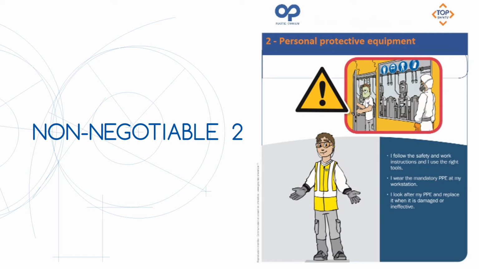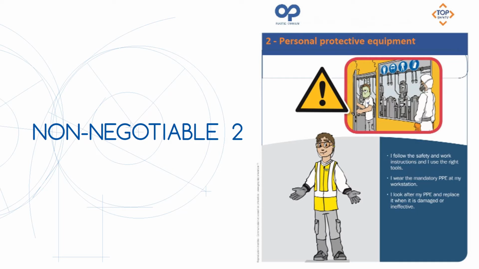Non-negotiable number 2, personal protective equipment. I follow the safety and work instructions, and I use the right tools. I wear the mandatory PPE at my location. I look after my PPE and replace it when it is damaged or ineffective.